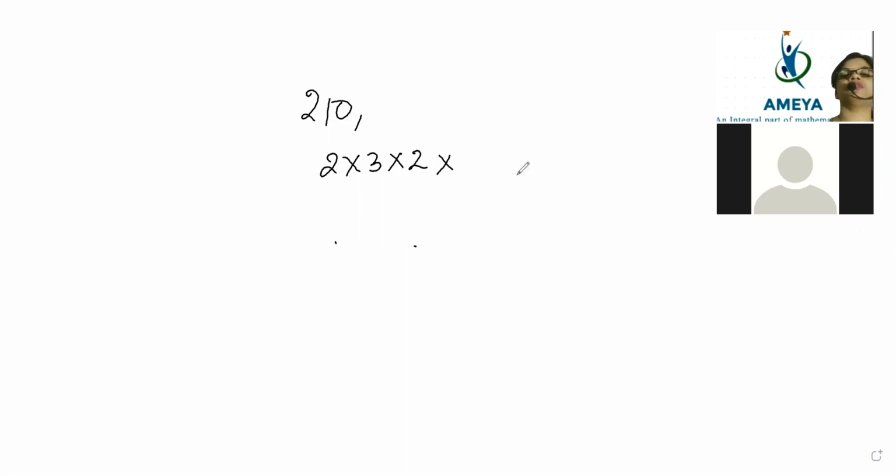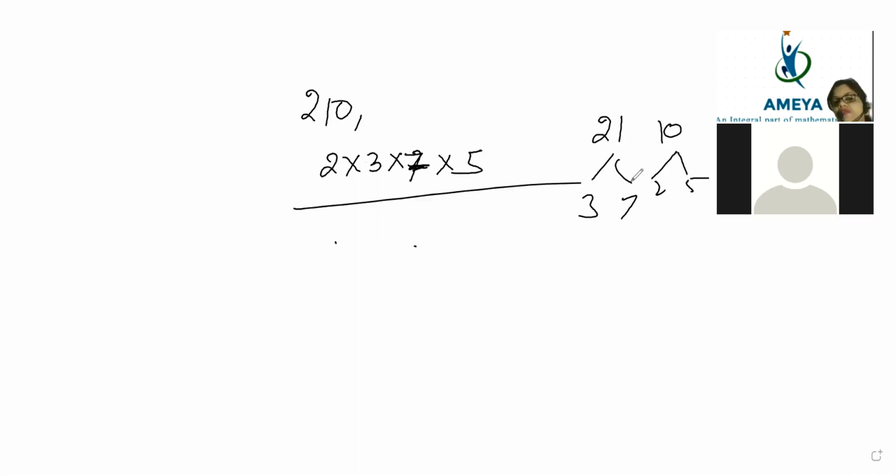Will it be correct? Because we have to bring 21. 21 is 3 and 7. And then 0 means 10. 10 is 2 and 5. So here 10 is 2 and 5. So 2, 3, 7, 5. Correct. Abhirami is correct. Kamya is correct. Kavya is correct.